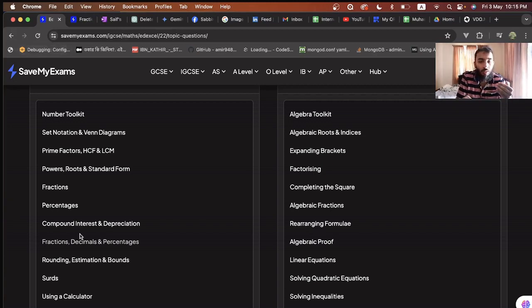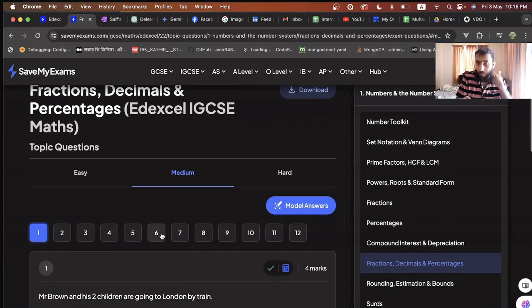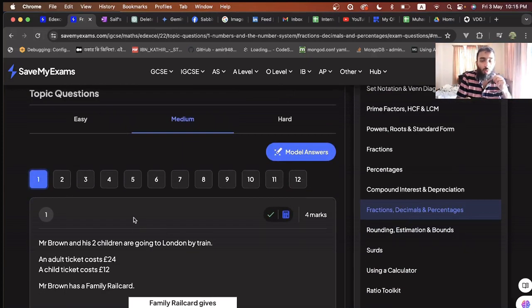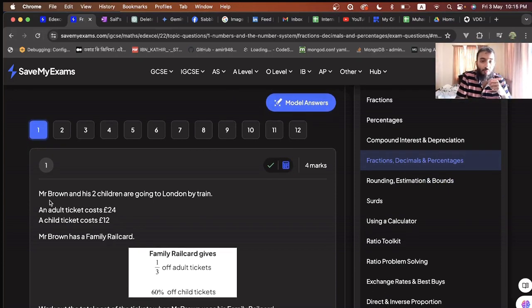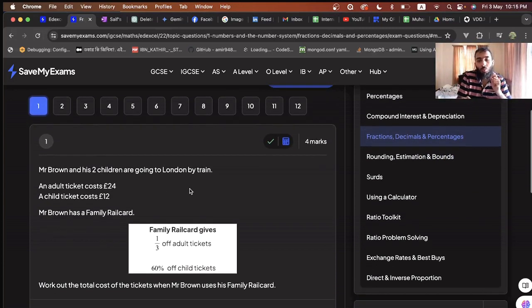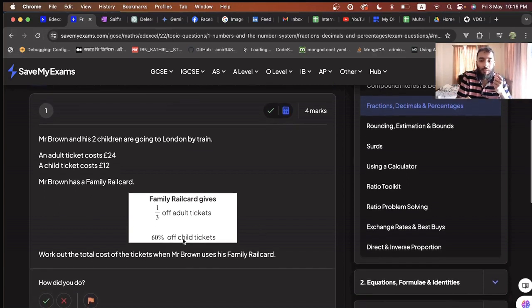So if we open this in a new tab, I've already opened this in a new tab. So we'll focus on medium level problems as usual. So I'll focus on the first problem. So let's read it. So it says Mr. Brown and his two children are going to London by train. So an adult ticket costs 24 pounds. A child ticket costs 12 pounds. So Mr. Brown has a family rail card. So this rail card gives a commission of 1/3 off the adult tickets.